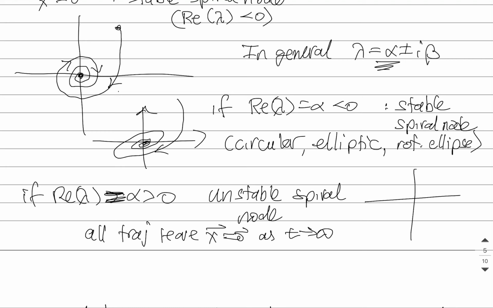So you'll get a reverse picture. Everything will spiral out from the origin. So the totality of everything that can happen here is related completely to the fact that the imaginary part leads us to this circular repetitive motion, but the real part of the lambda is what determines whether it grows in time or decays in time.